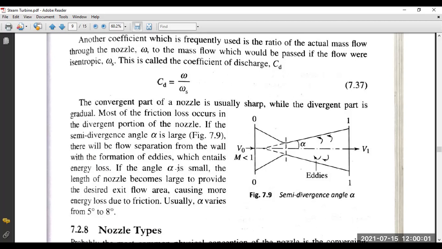If the angle alpha is very small, the length of the nozzle becomes large to provide the desired exit area, causing more energy loss due to friction. So if it is large, there will be flow separation and formation of eddies, and if it is less, then the length of the nozzle becomes large, causing more energy loss due to friction. Thus, this alpha varies from 5 to 8 degrees.